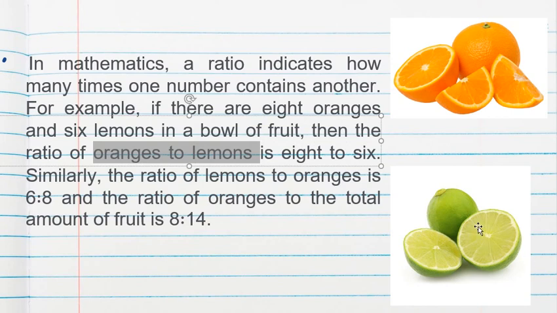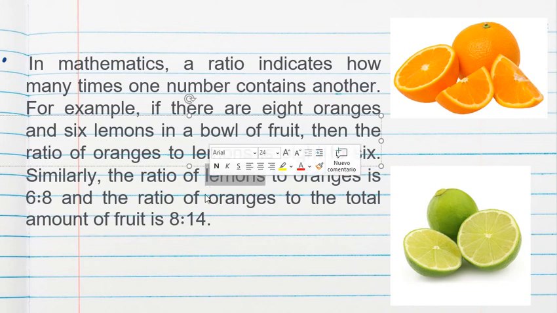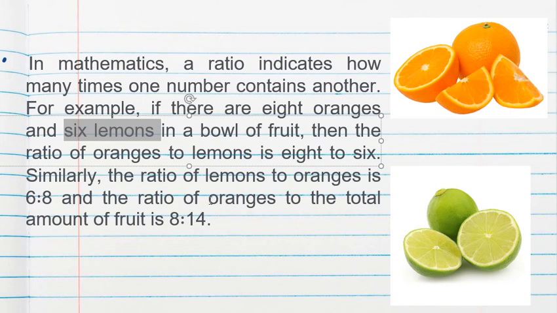But this picture corresponds to limes anyway. Oranges to lemons. So you give me first the number that corresponds to oranges and then the number that corresponds to lemons. Similarly, the ratio of lemons to oranges is 6 to 8. Why? Because now I'm saying lemons first. So this is the number you should give me first. And as I told you at the beginning, we have 6 lemons. And I'm asking for lemons, so this is the first number you give me, number 6.